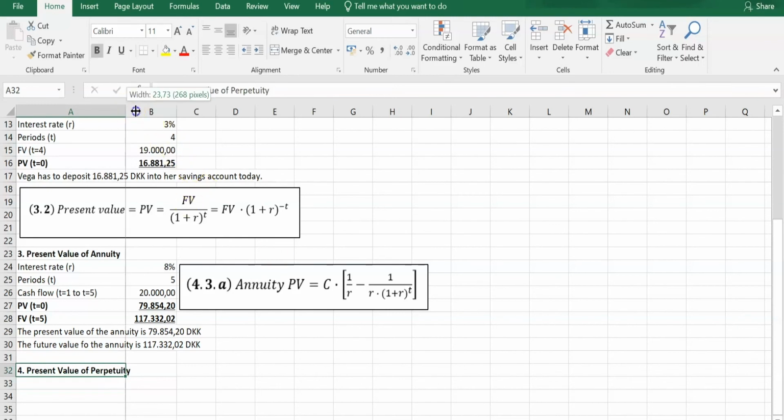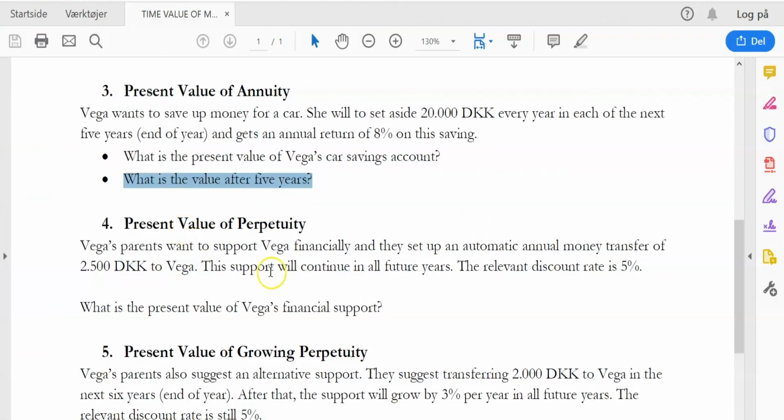Why do we know that we have to find a perpetuity now? Let's read the question. So Vega's parents want to support Vega financially, and they have set up an automatic annual money transfer of 2,500 kroner to Vega. This support will continue in all future years. Here you have it, right? So if you have a cash flow that is never ending or continues forever, you are to calculate with a perpetuity. The relevant discount rate is 5%.